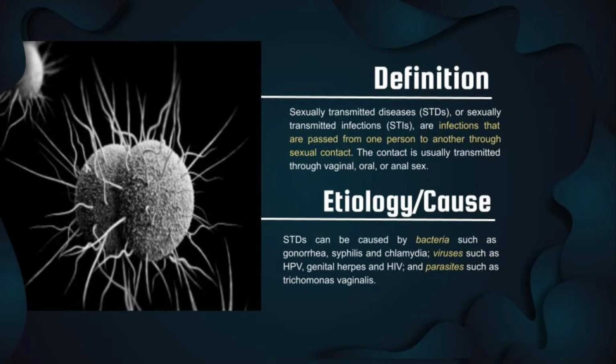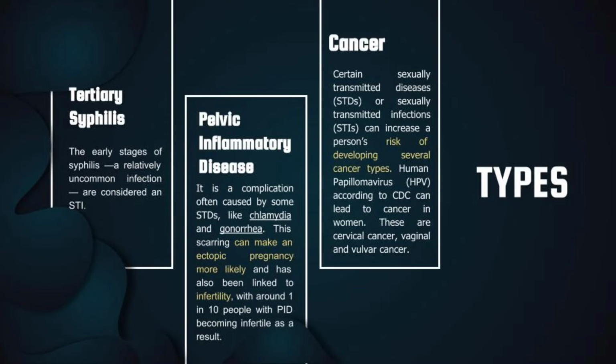What is its etiology or causes? STDs can be caused by either a bacteria, a virus, or a parasite. Examples of diseases that are caused by bacteria are gonorrhea, syphilis, and chlamydia. For viruses, we have HPV, genital herpes, and HIV. And for parasites, we have an example of Trichomonas vaginalis. And so we are done discussing its definition and its causes. Now, let us focus on its types.